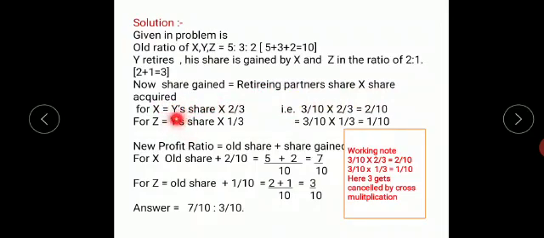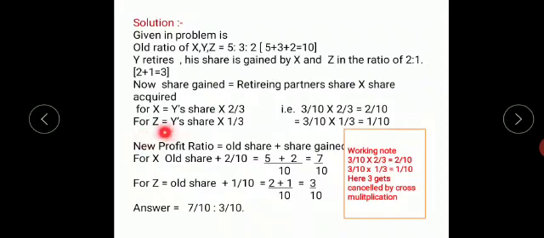So for X, what is it? Q's share into 2/3. Q's share is 3 by 10. Q is the middle person, so 3 by 10 is his share. Of 3/10, 2/3 is taken by X. So it amounts to 2 by 10. Now when I keep 3 upon 10 and 2 upon 3, it gets simplified. The 3s cancel, so I will get 2 by 10.